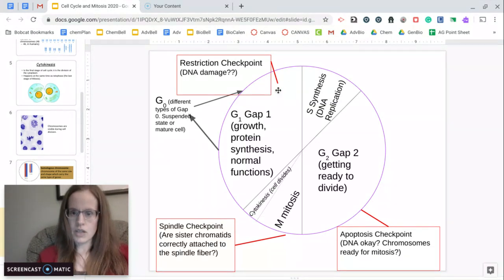So then if your DNA is okay, you will go into the synthesis phase and replicate your DNA. You'll go into G2, where your cells duplicate all their organelles and get ready to divide.